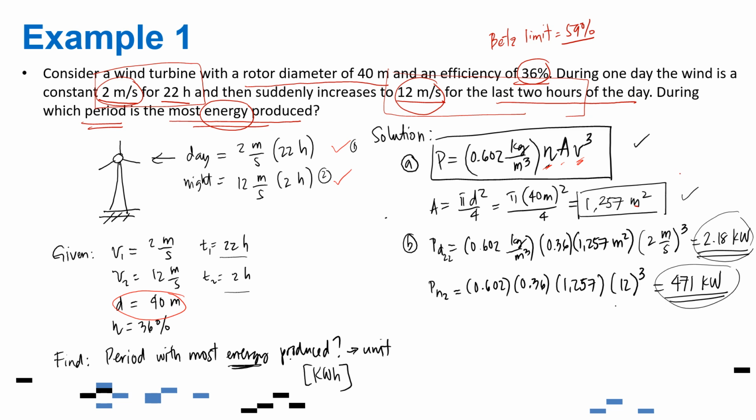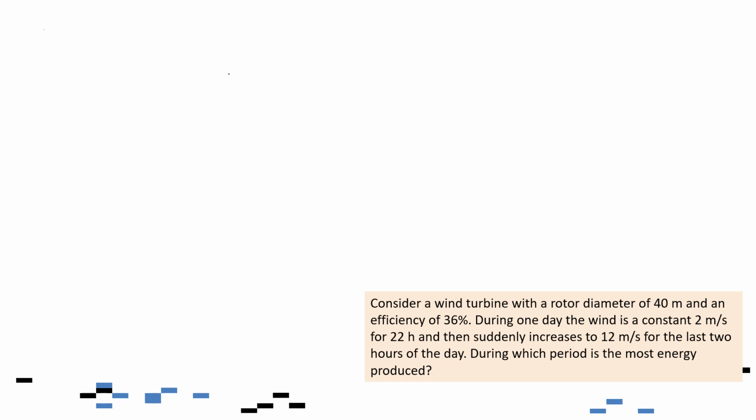But the question is about the energy produced. So we have to convert these two into energy produced based on the number of hours of duration of use. So we have to calculate that one as well for good comparison. So to continue the previous ones, letter C, energy generated. For energy generated, there are two periods. The first one is during the daytime, right?